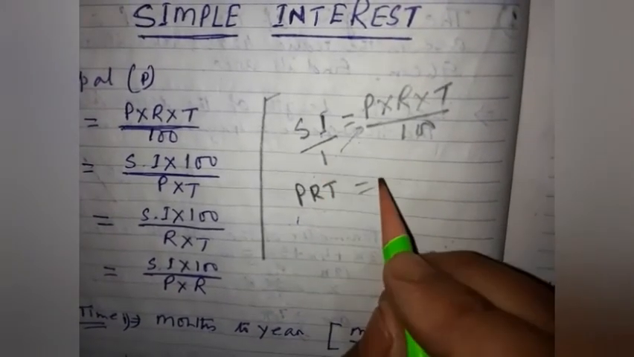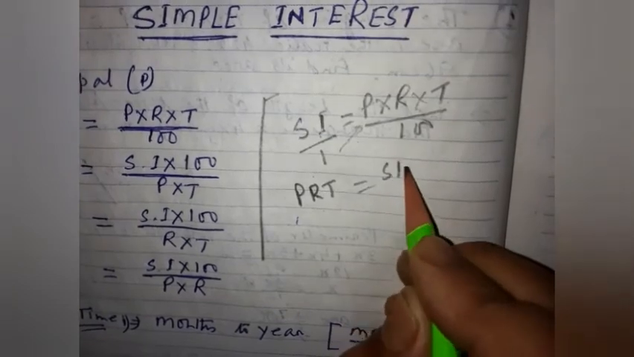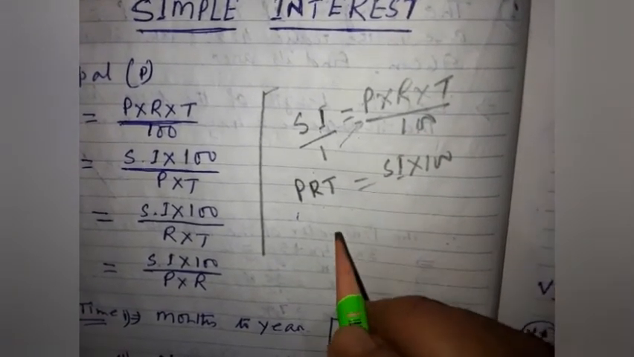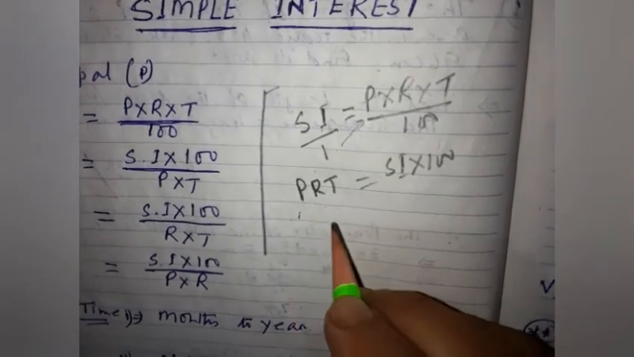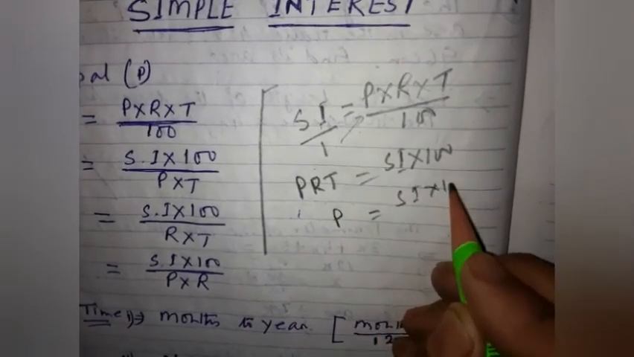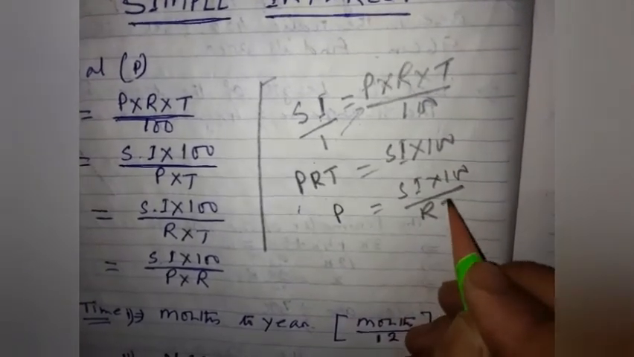Equal to these two, you have to cross multiply. What right here? SI into 100. I hope it's clear. Now what did you find out? Any term. Suppose I am going to find out P, so I am writing here P. How to write here? SI into 100 by R into T.